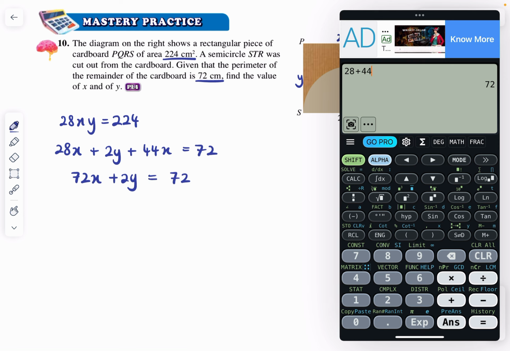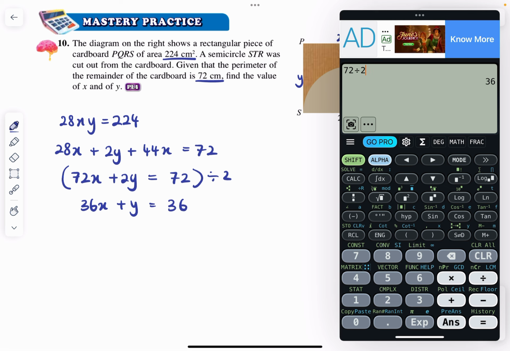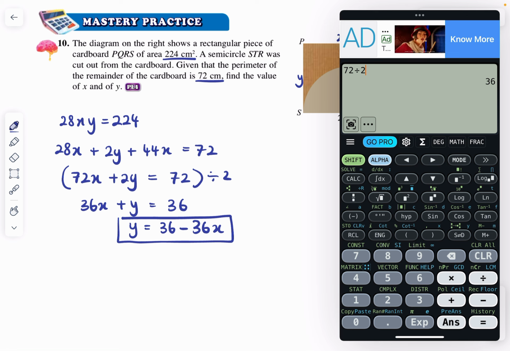I think we can reduce this equation. The whole equation can be divided by 2. So 72 divided by 2, we get 36x plus y equals 36. Then from here we can make y the subject. It will be 36 minus 36x. We can call this equation 2. This will be equation 1.